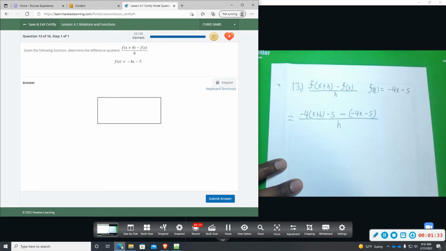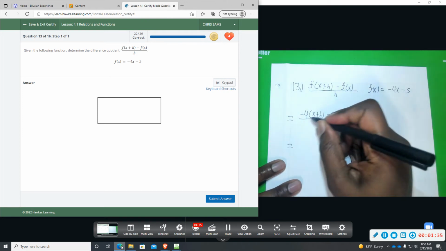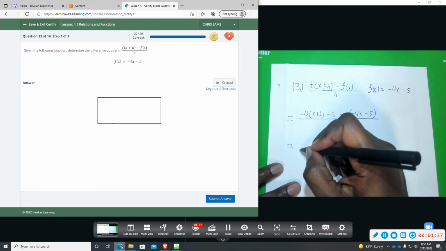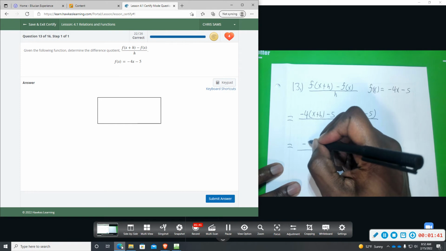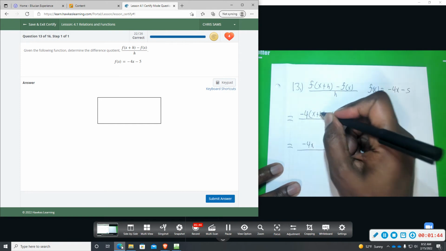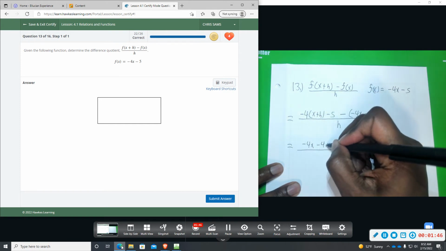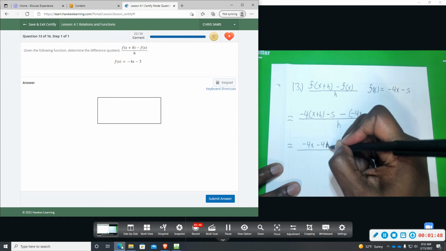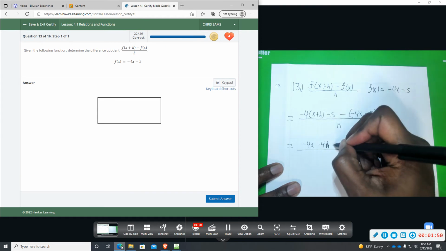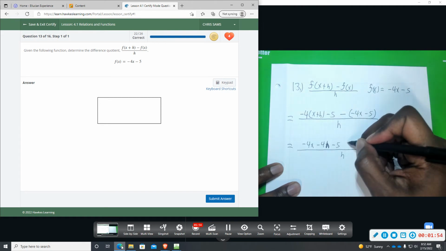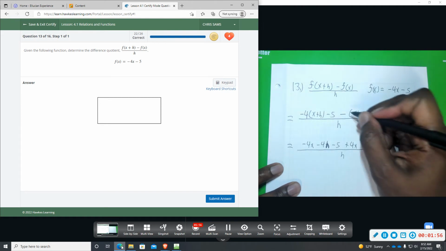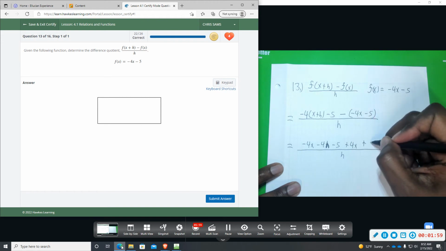Okay, so next step, we're going to distribute. So negative 4 is going to give us a negative 4x minus 4h, and then minus 5, and then distribute this negative. Negative times a negative is going to be a positive 4x. Negative times a negative, a positive 5.